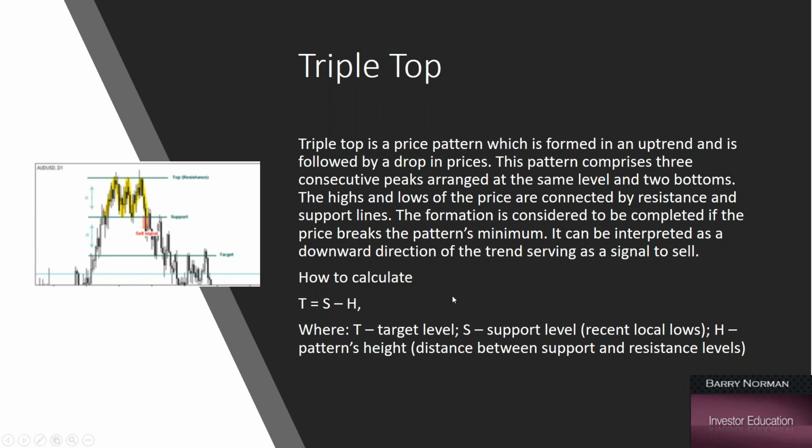Okay. Now, how would you calculate your target level? Your target would be T for target equals support minus the height of the movement between the support and the resistance. Okay, so just like in the double top, it's the distance that the asset moved between that support and resistance line would be then your target to retrace that movement down here. So it is T equals S minus H. H is the height of the movement, the distance between the support and the resistance level.